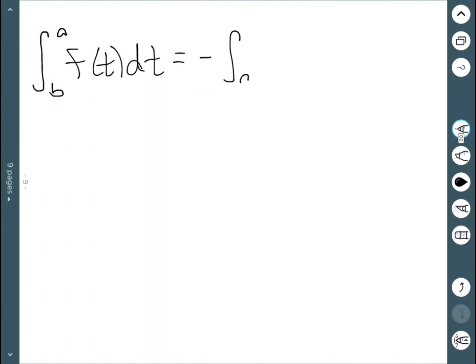Our last property states that the integral from b to a of f of t dt is equal to negative integral from a to b of f of t dt. So actually switching our bounds changes the sign of the integral.